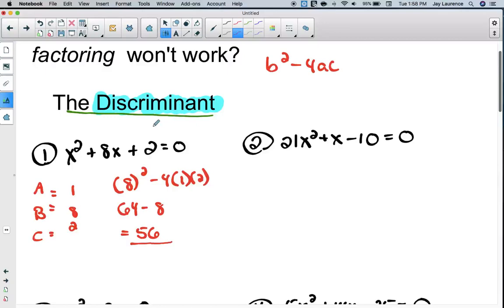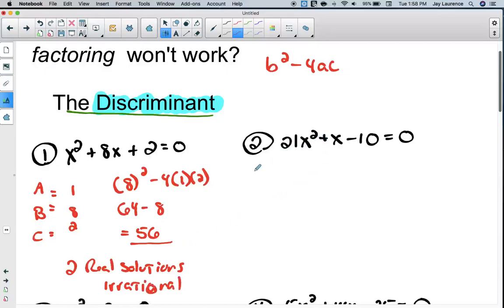So this cannot be factored, but it can be solved. You don't know how to solve it yet. We'll learn that soon. And both solutions will be irrational. We'll have two real solutions, and they will both be irrational.